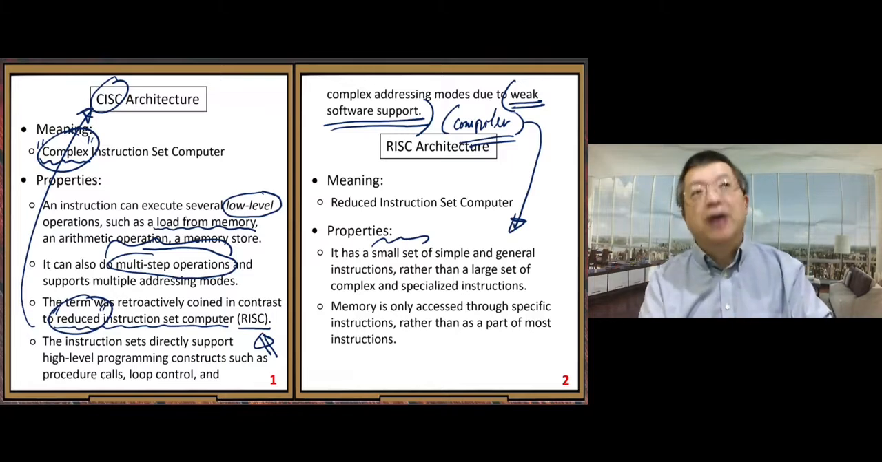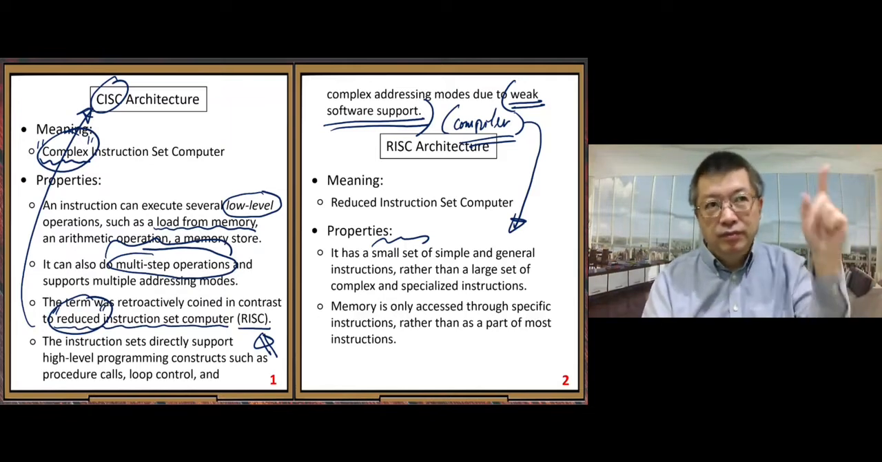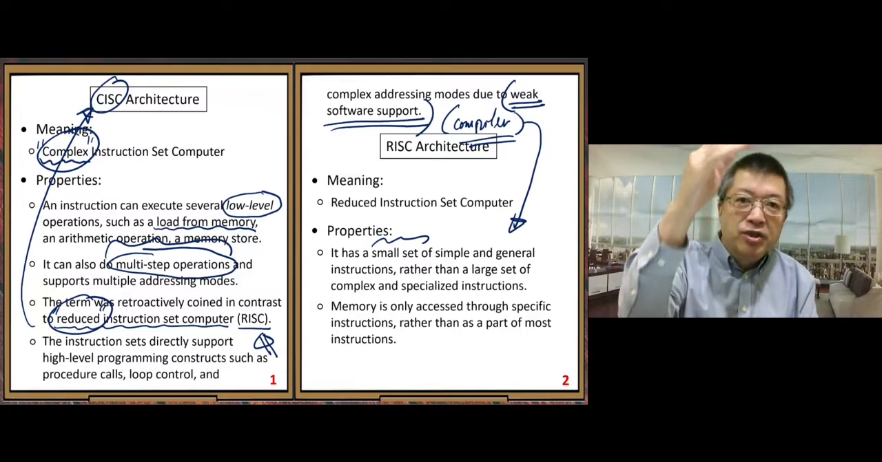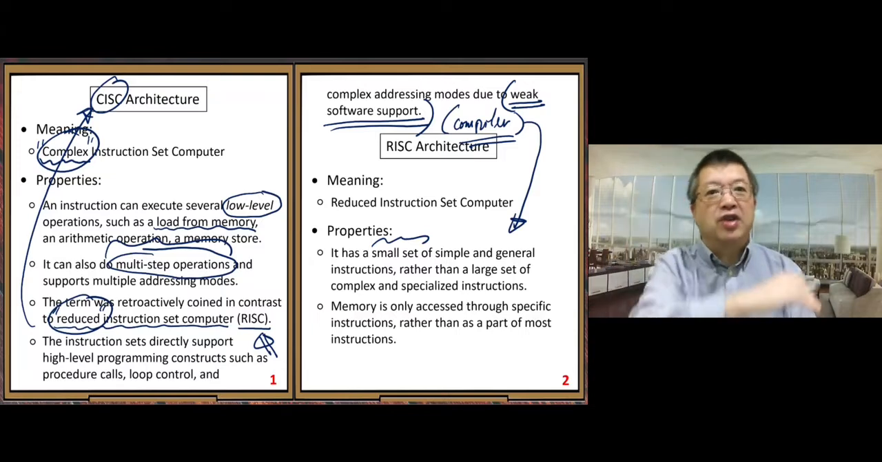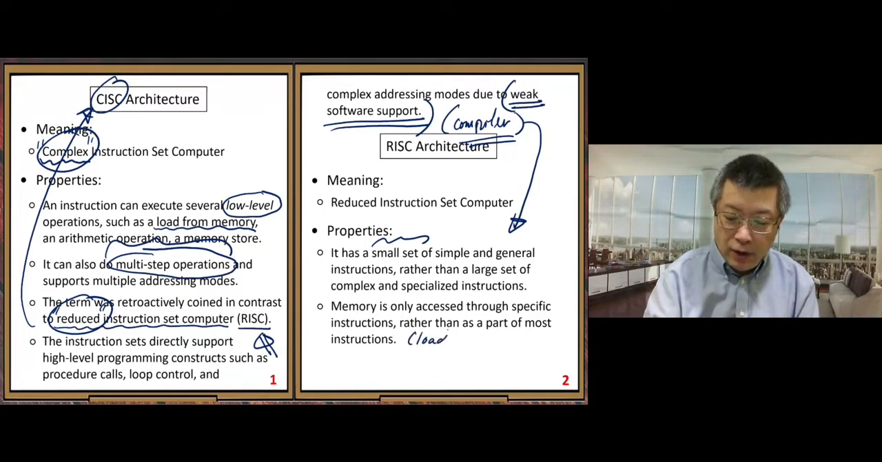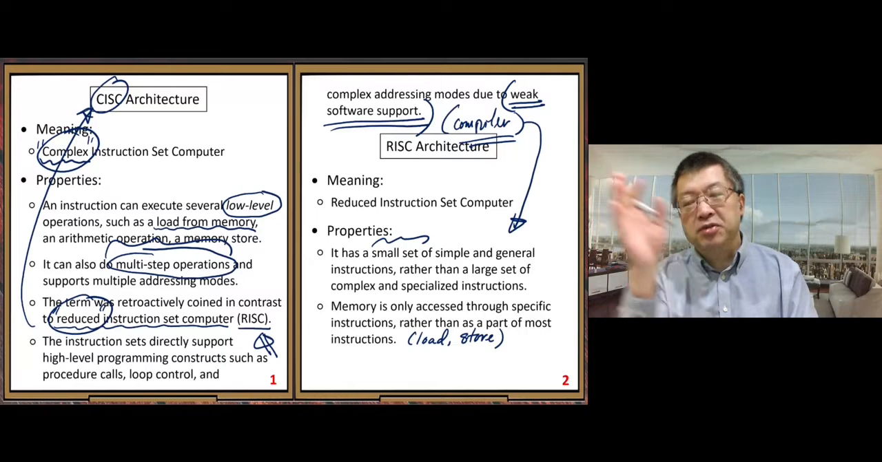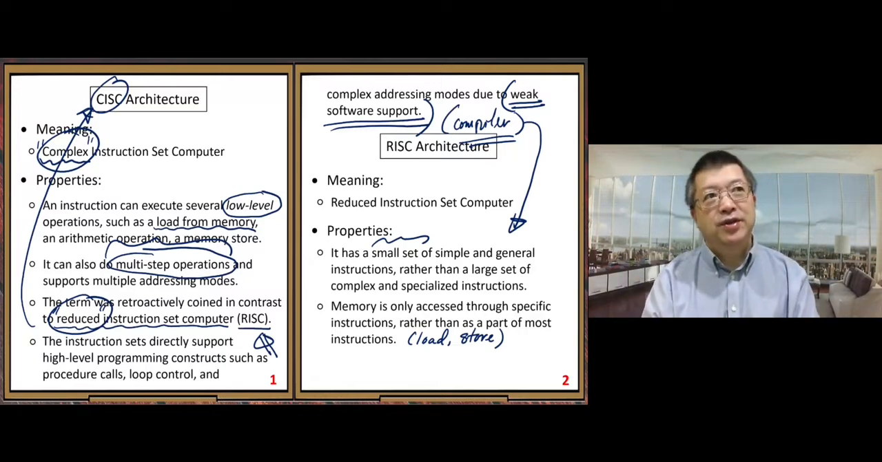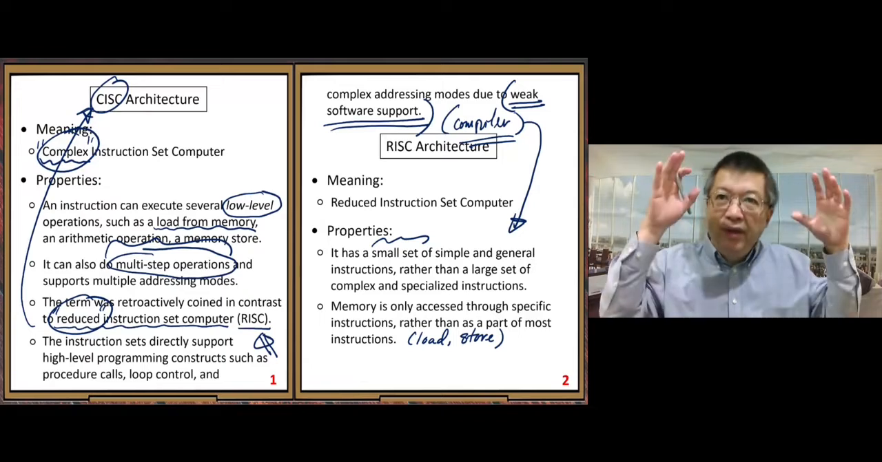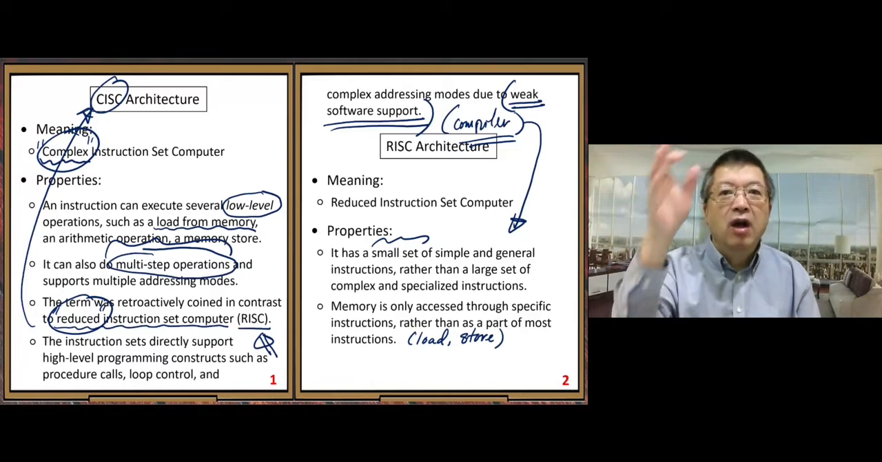Memory, another property. In order to make it perform faster, there is another special way to do it. Memory is only accessed through specific instructions. So what specific instructions? Load and store, right? With the load instruction, we need to access memory, and with the store instruction, we need to access memory. Other than these two types, other instructions cannot access memory. So the designers enforce this rule: memory is only accessed through specific instructions rather than as part of most instructions.